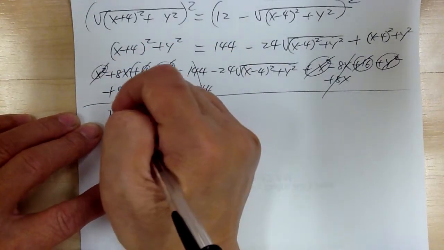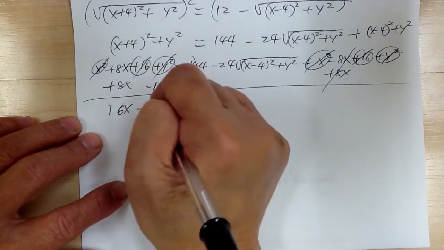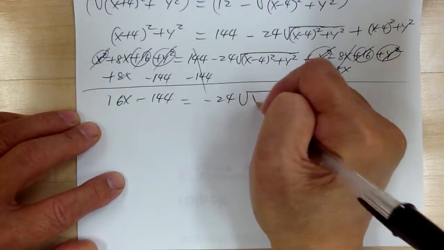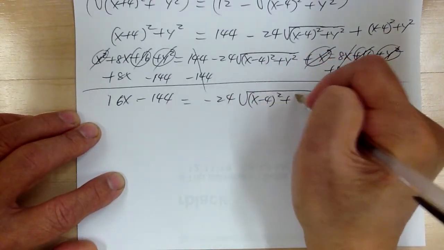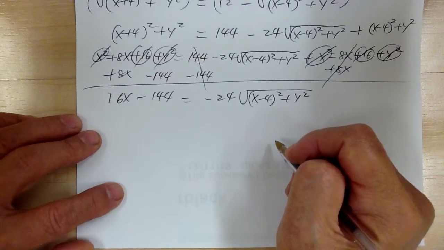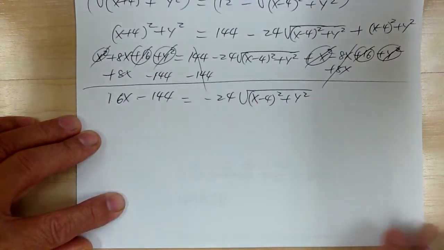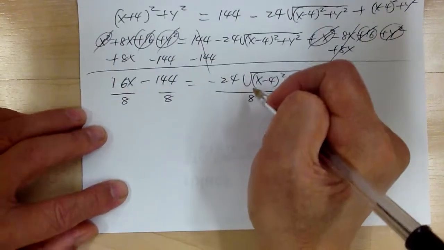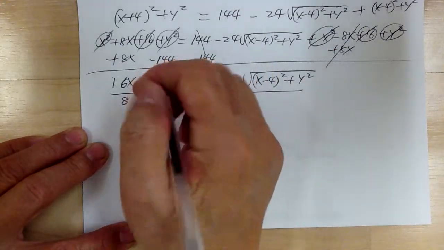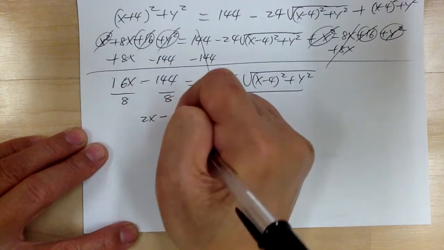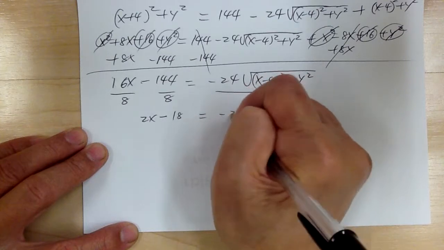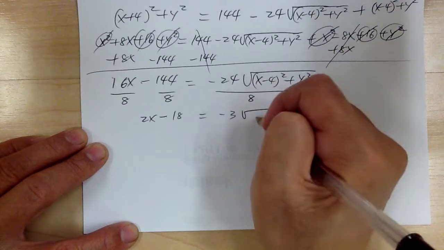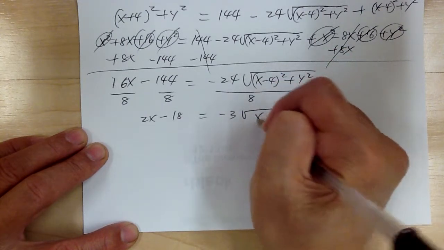So you got 16x minus 144 is equal to negative 24 square root of (x minus 4) squared plus y squared. And I'm going to divide by 8 to lower my numbers so that it's a little bit easier to do. So I get 2x minus 18 equal to negative 3 square root of, I'm going to work out this part later.